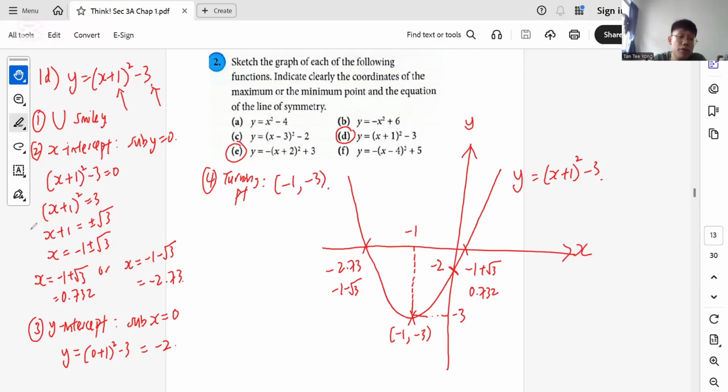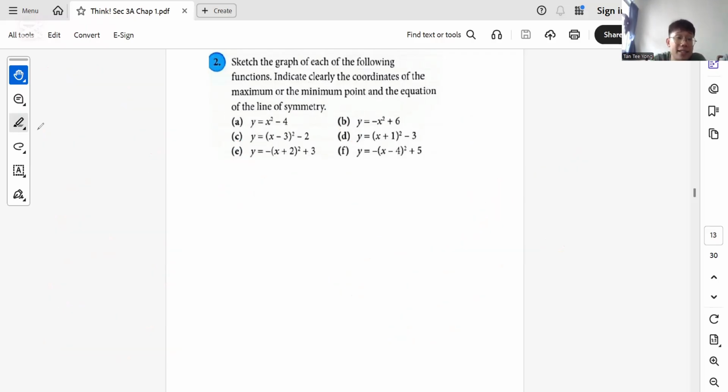Next we will move on to part 2E. Let me change another color. Black, 2E. So 2E is y equals -x plus 2 squared plus 3. Maybe I should do the F first.